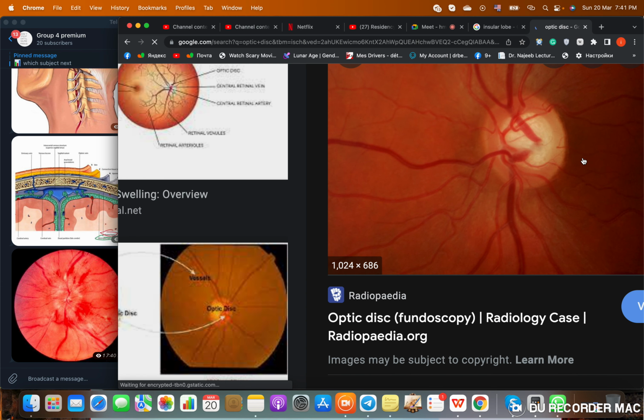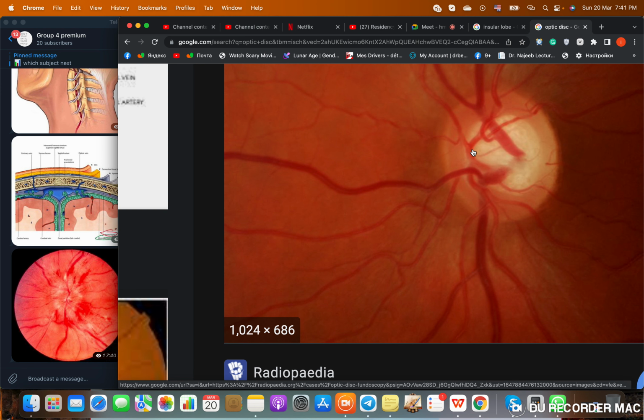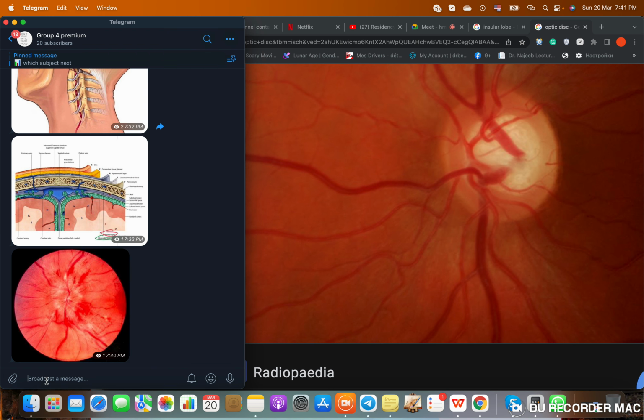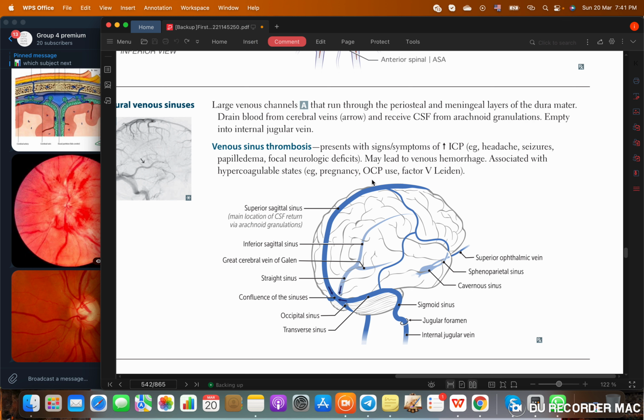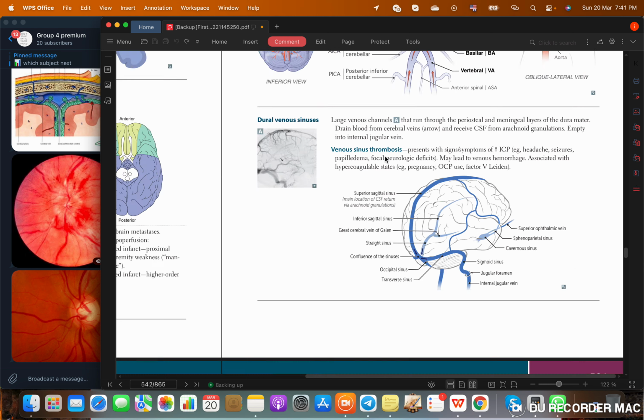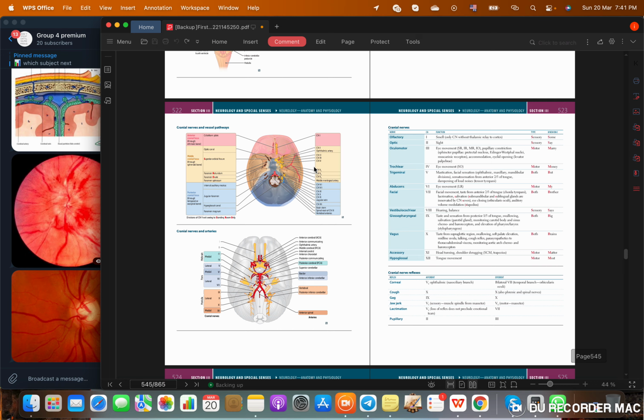So let me give you the comparison. Here, this is an optic disc. Can you see the edges? The answer is yes. So this is not papilledema. With papilledema, you cannot see the edges of the disc. Okay. So they have papilledema and focal neurological deficit. Focal neurological deficit means that the patient has neurological symptoms that correspond to one area of the brain. Okay? So it may lead to venous hemorrhage, and it's associated with the following. You can see hypercoagulable states, like pregnancy, OCPs, or factor V Leiden. All of these are causes of venous sinus thrombosis.